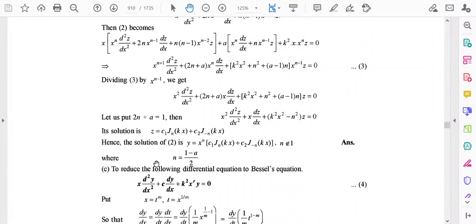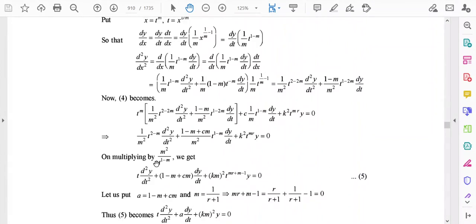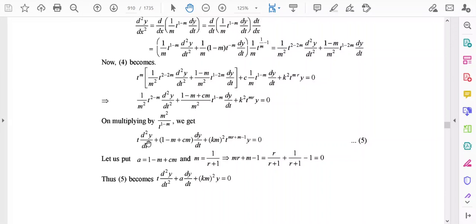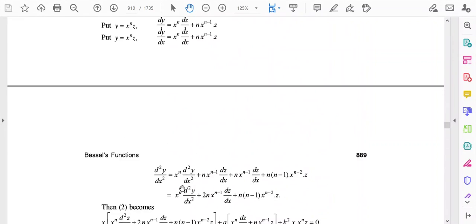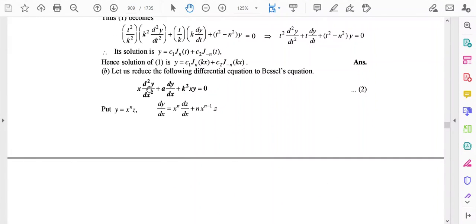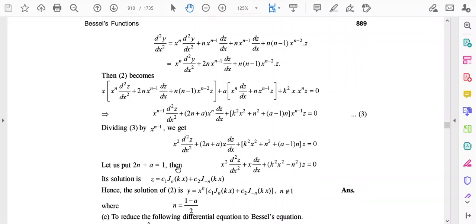So that is why, you see that the first term is t into d square y by dt square, that is similar to the previous expression. So this constant term in the first bracket, we are assuming as a. So now the first and second term becomes t into d square y by dt square plus a into dy by dt, that is exactly similar to this form, x into d square y by dx square plus a into dy by dx. Now we have to reduce the third term in this way, so that it becomes like k square xy. So how to do that?